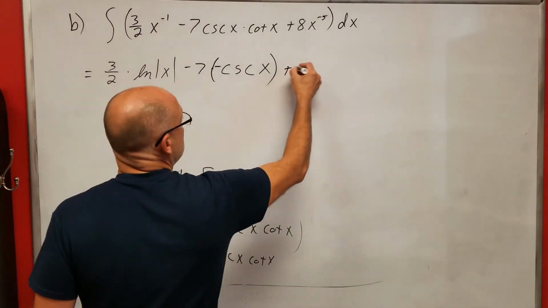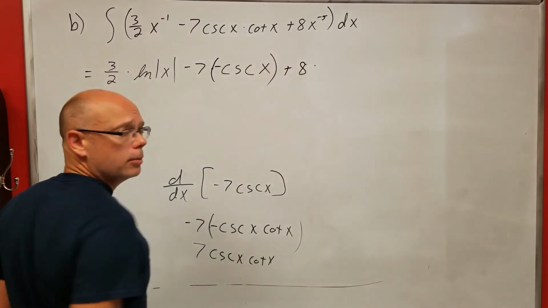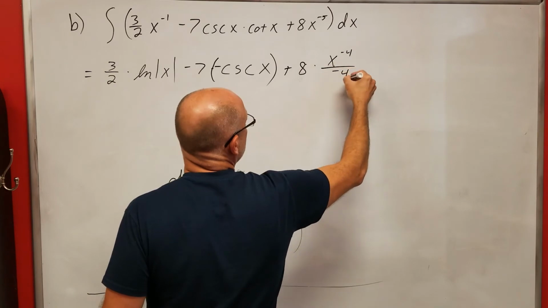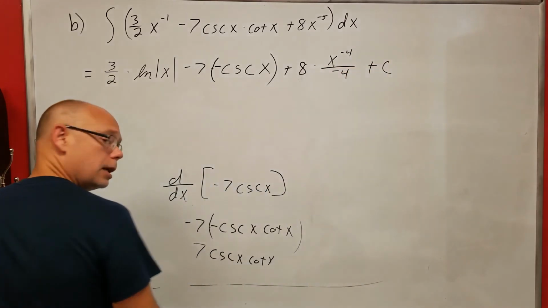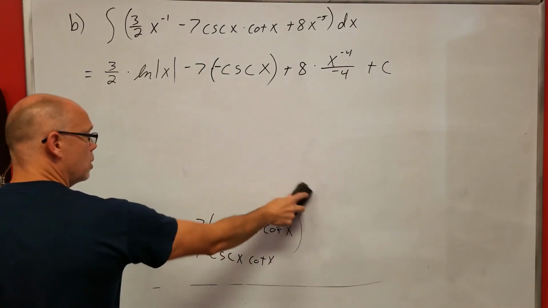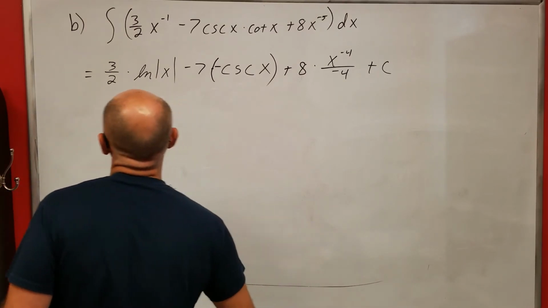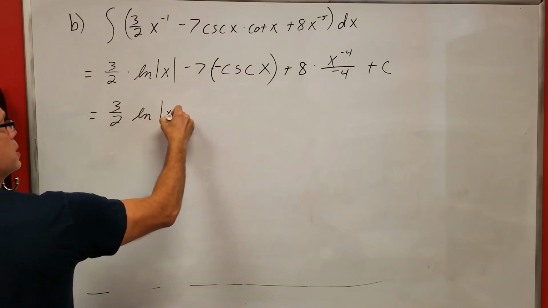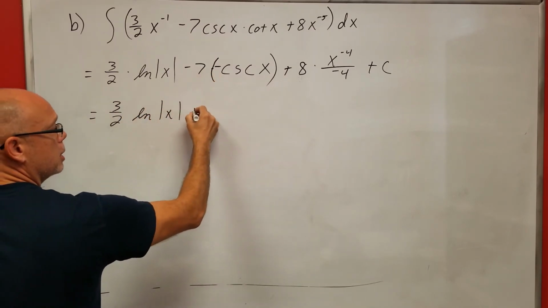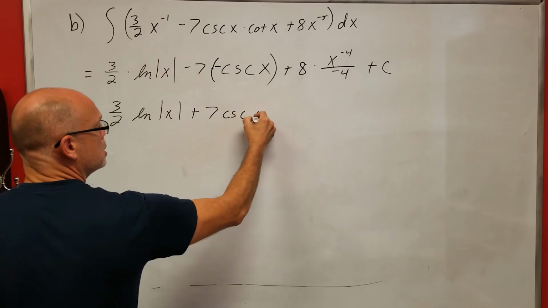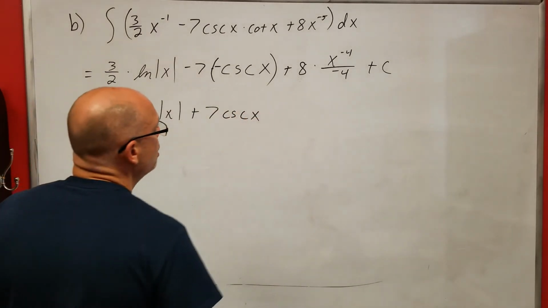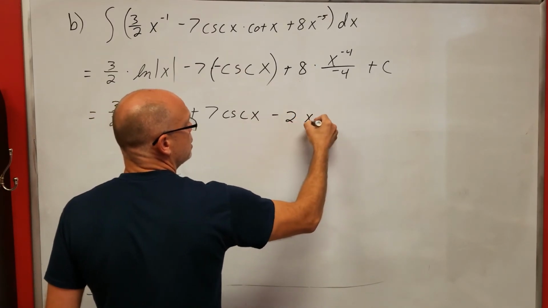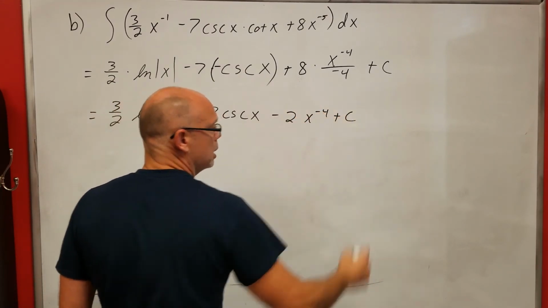All right, plus 8 times, what's the antiderivative of that part? X to the negative 4 over negative 4 plus my arbitrary constant c. Now this was just scratch, so I can erase it. All right, let's see. So that gives me 3/2 natural log of the absolute value of x. Negative times a negative gives me positive 7 cosecant of x. And if I multiply this stuff, I get what? Negative 2x to the negative 4 plus c.